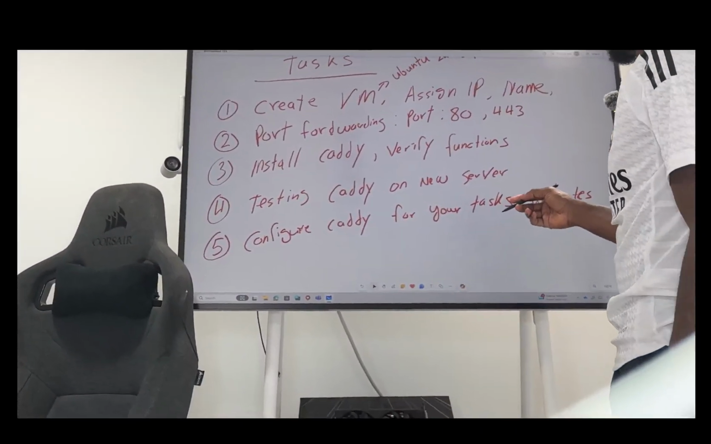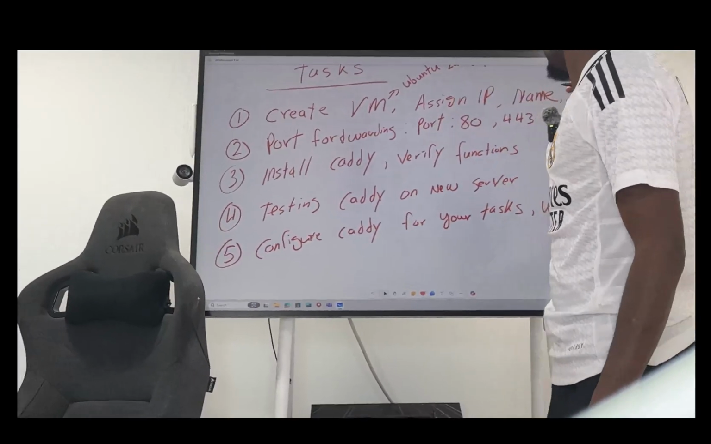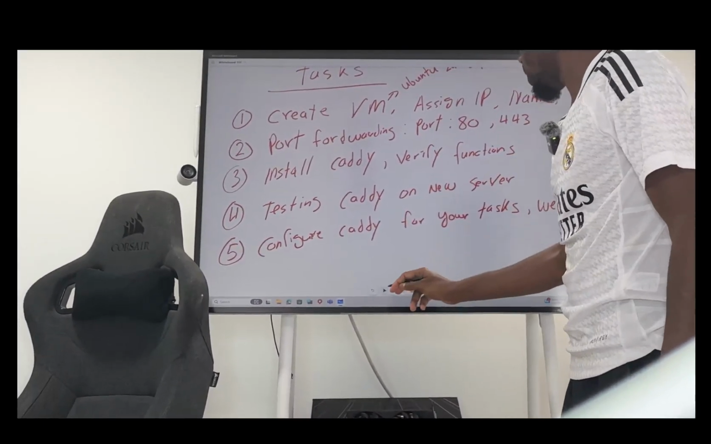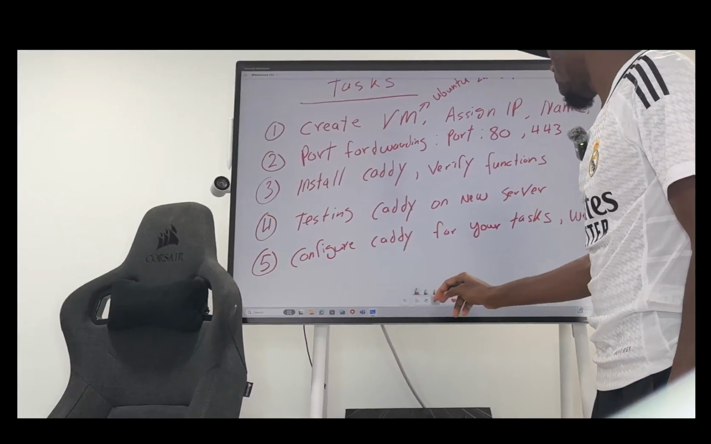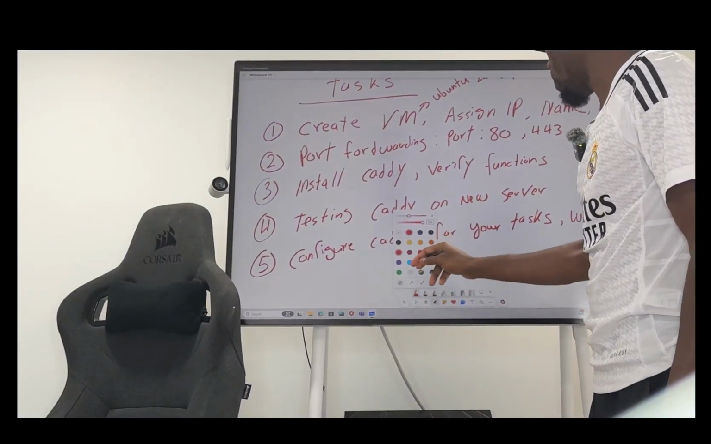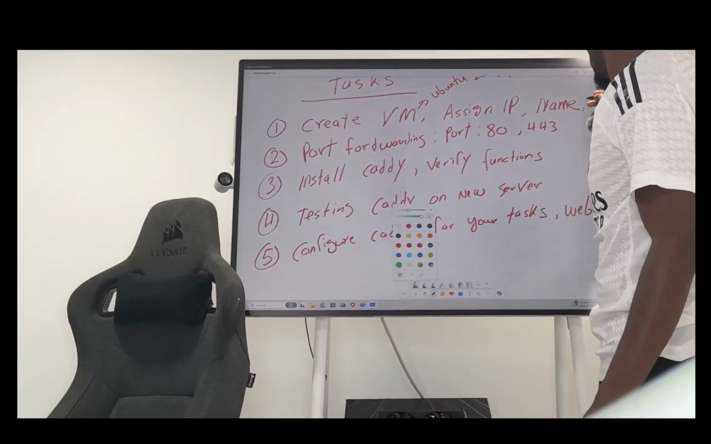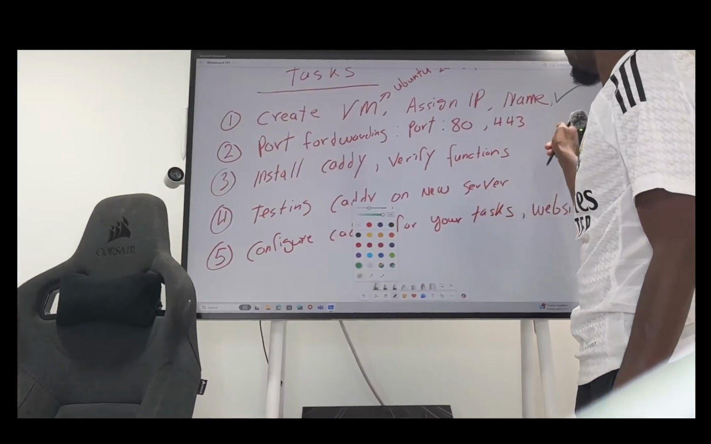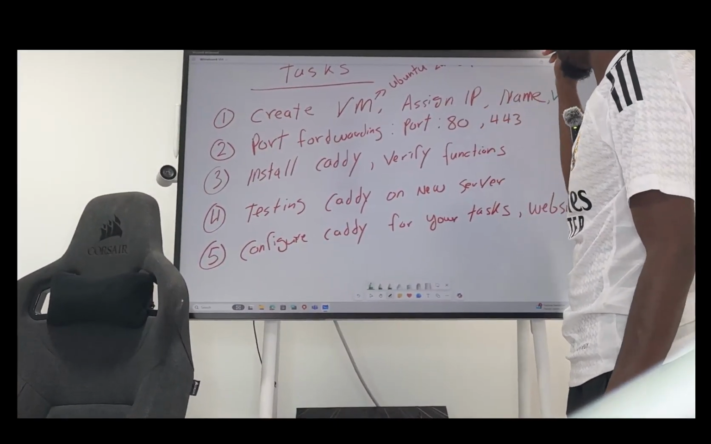So what we got first is we got our VM created, so that's a check. Let's get a different marker that's gonna keep us accountable. So this is check, that's done. We created a VM, we assigned the IP, everything is great.